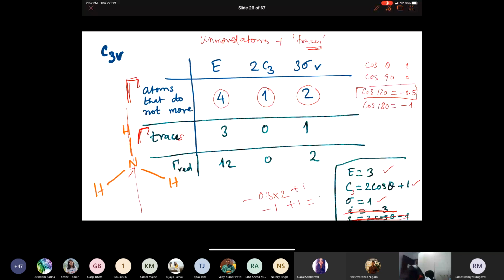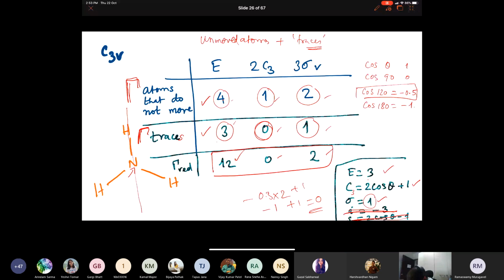And sigma I already told 1. So again, what you need to do is you have to multiply 4 into 3, 12, 1 into 0, 0, 2 into 1, 2. You can also multiply the coefficients, but I don't want to confuse you here. You can also, instead of writing 12, 0, 2, write 12 into 0 into 12, 0, and 6, but it's not necessary. So essentially, I used the unmoved atoms and traces and got these values of 12, 0, 2.